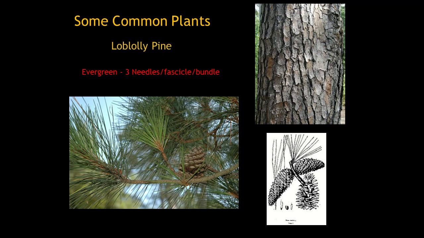Loblolly pine, another common pine in central North Carolina. There are multiple pines. There's loblolly pine, shortleaf pine, slash pine, longleaf pine, which is the state pine for North Carolina. But it's got 3 needles per fascicle, but very easy to identify. If you can just get the scout to look at the needles and say pine, that's good enough. It's evergreen and very easy to identify even in winter.